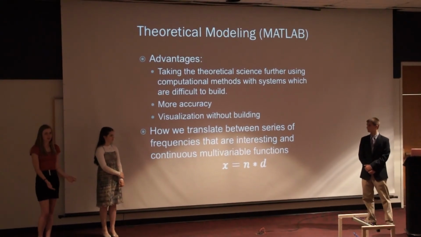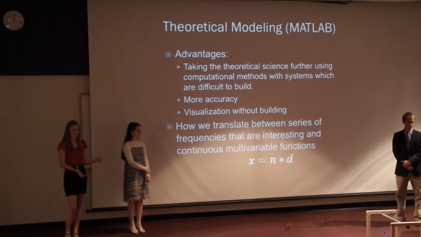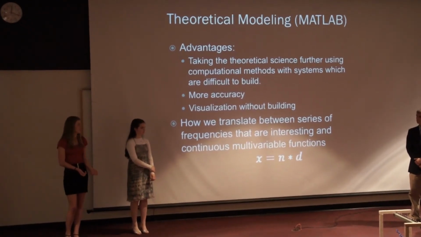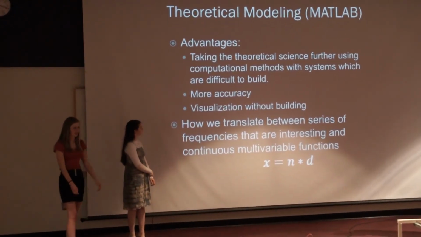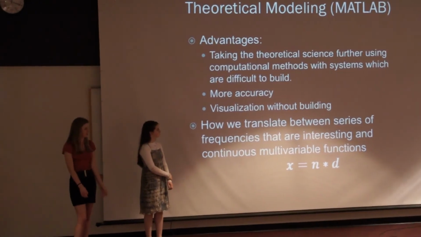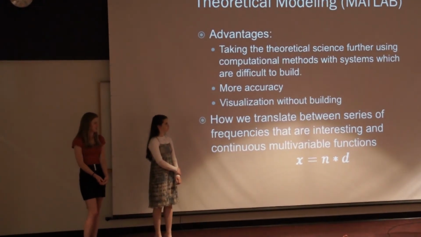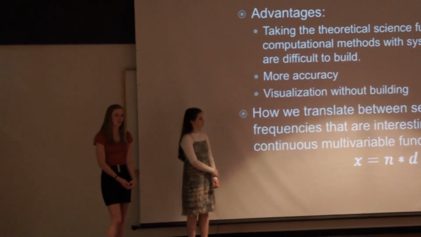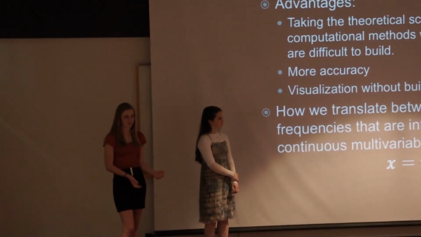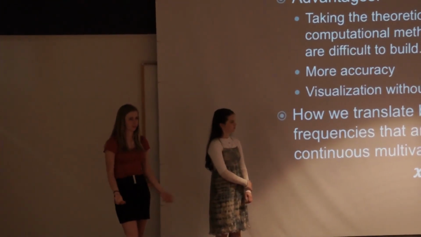And to start off making our own functions for MATLAB, we either started with a series of frequencies or a continuous function. And we used this equation, x equals n times d, where x is the position along the line of pendulums, n is the index, and d is the horizontal distance between pendulums, in order to convert from a series of frequencies back to continuous functions or vice versa.